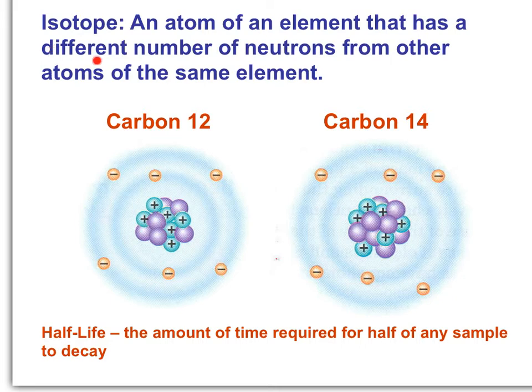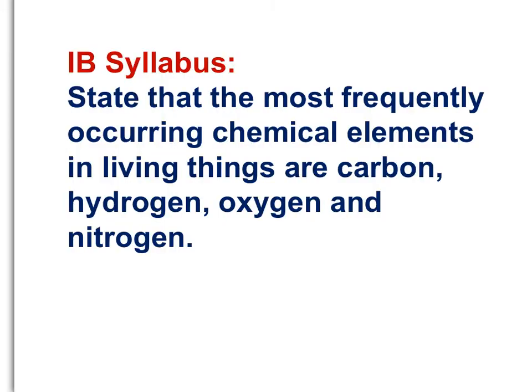Atoms that have varying numbers of neutrons are called isotopes. Often, the nucleus of an isotope is unstable, resulting in radioactivity. On the left is carbon-12 isotope with 6 protons and 6 neutrons. On the right is carbon-14 isotope with 6 protons and 8 neutrons. Carbon-14 is radioactive, and its half-life is 5,700 years, the time it takes for half of any sample of carbon-14 to decay. Here's an IB syllabus statement relevant to this introduction to molecular biology.